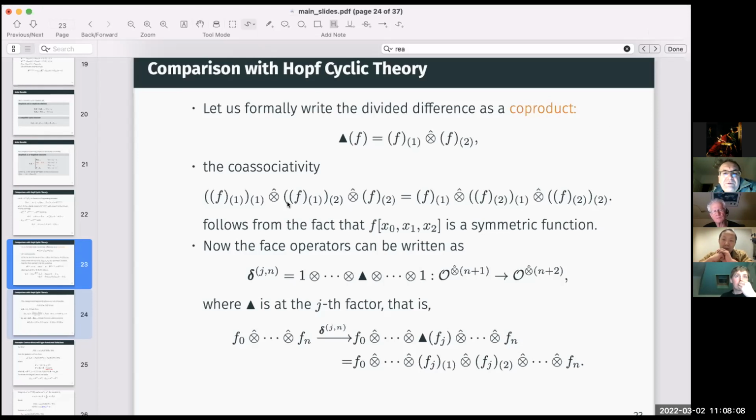And another remark I have is that even if you fail to have compatibility between the cyclic operator and the phases and the degeneracies, or if you simply don't have degeneracies, you still have cyclic homology.